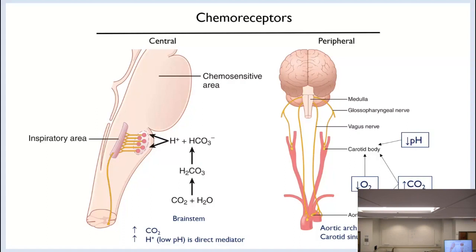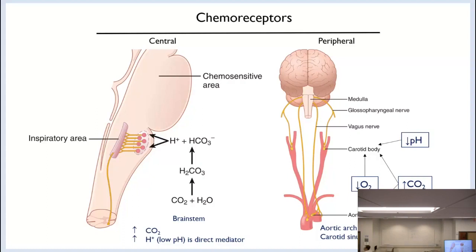Now, CO2 is able to pass. CO2 is a gas. CO2 and oxygen pass freely through membranes. When we have an elevated CO2, it will combine with water and form carbonic acid. Carbonic acid will dissociate into bicarbonate and hydrogen. That hydrogen is the one that will stimulate the respiratory centers to increase respiration. That is happening at the central level.